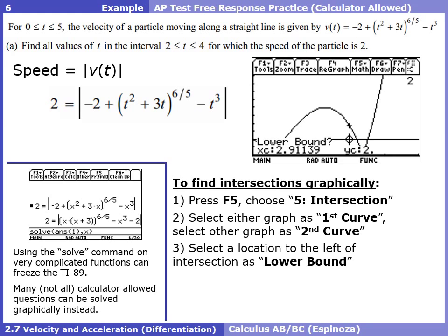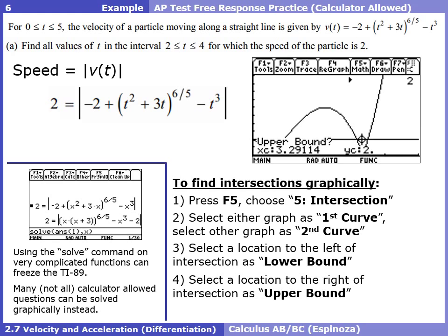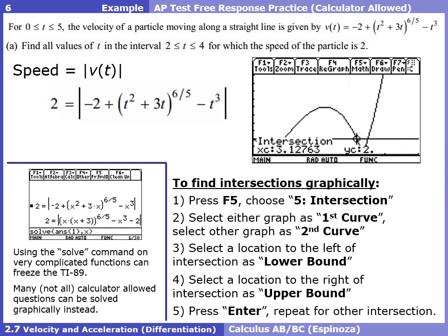It's going to say select a location for the lower bound, which means put the little blinking dot just to the left of that intersection point and press enter. Then it's going to ask you to find the upper bound, which just means put your little cursor just to the right of that intersection point. If everything works out, after you press enter, you'll get your intersection point.